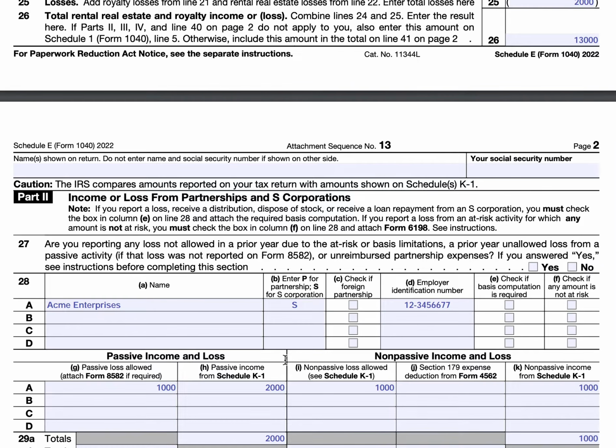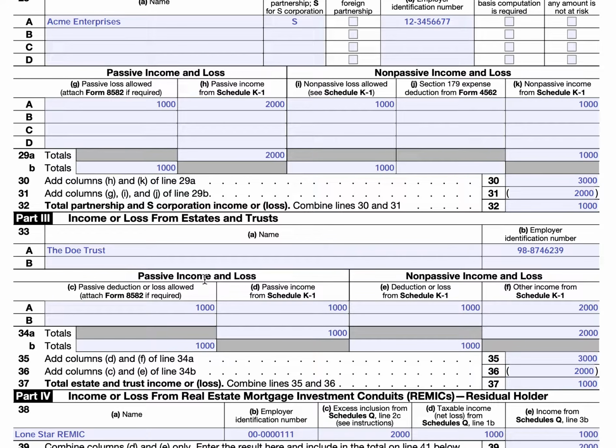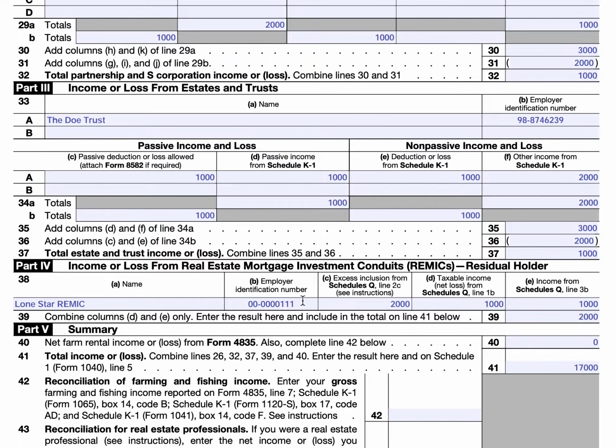Okay? So take a deep breath. We're finished with part 1. The rest of this is applicable specifically if you think it's applicable. If you're not a partner or an S corporation shareholder, you can skip part 2. And then when we get to estates and trusts, anyone that isn't a beneficiary of an estate or trust can skip part 3. Most people can probably skip 4 unless you actually have income or a loss from a REMIC.